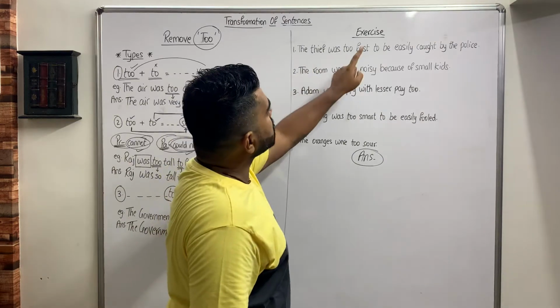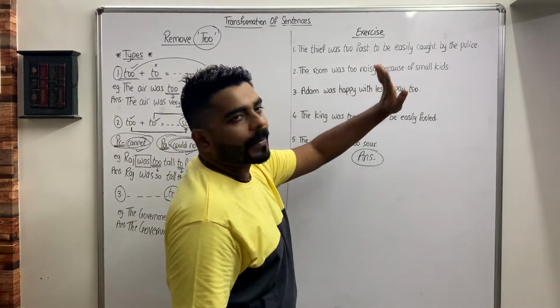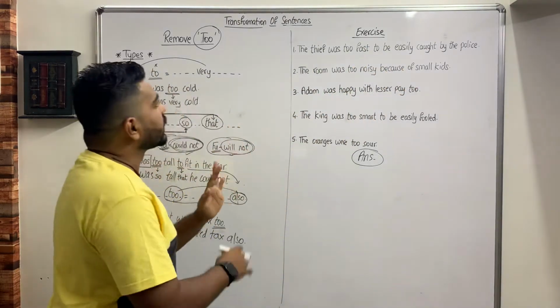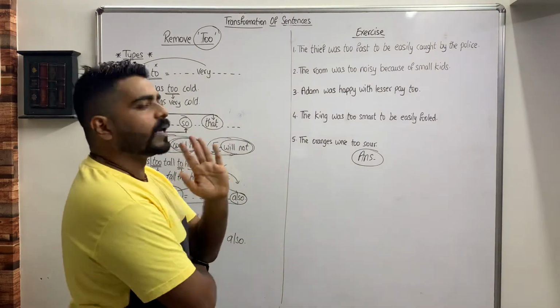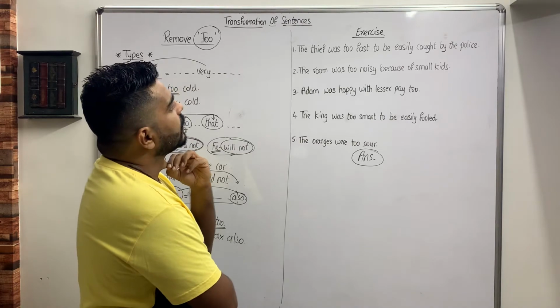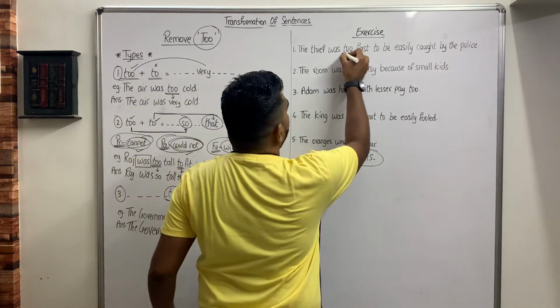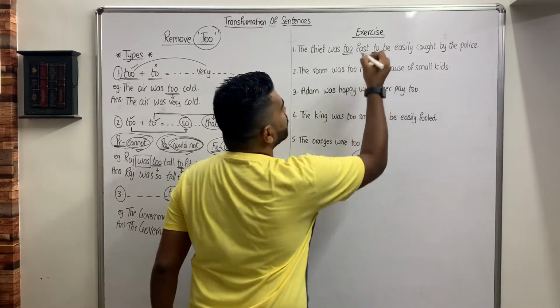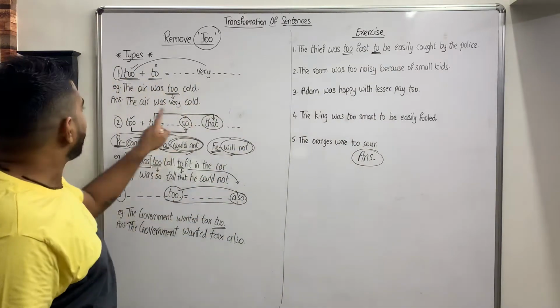The thief was too fast to be easily caught by the police. The way I think is whether this is type 1, 2 or 3. First we look at that. The thief was too fast to be caught easily. Okay, here TW2 is visible, TO2 is also visible. So it belongs to type 2.